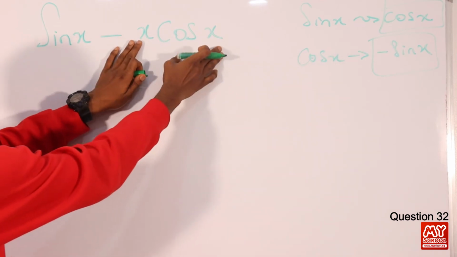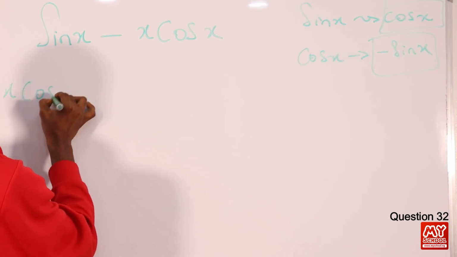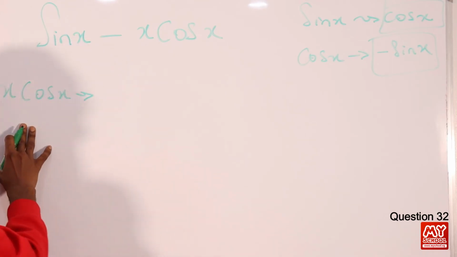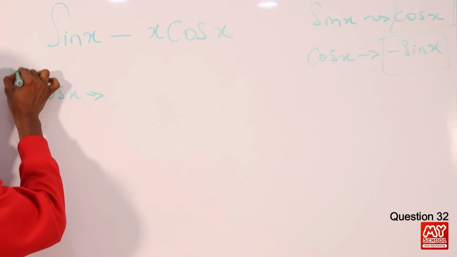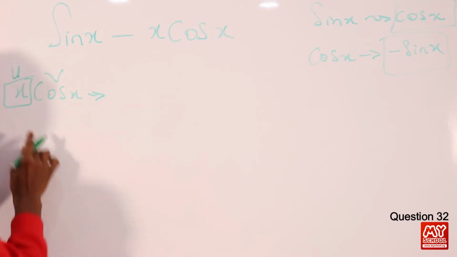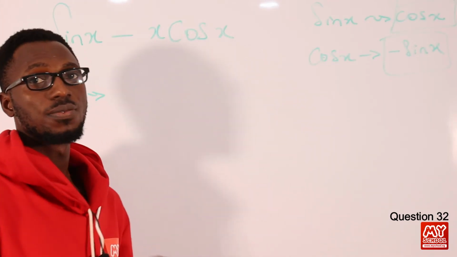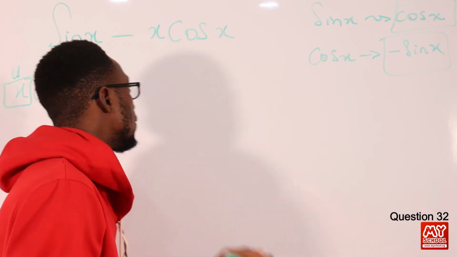So let me deal with this first. If I extract this out, right here I can use the product rule. I can identify this as u, and this as v. So remember the product rule: dy/dx equals v du/dx plus u dv/dx.